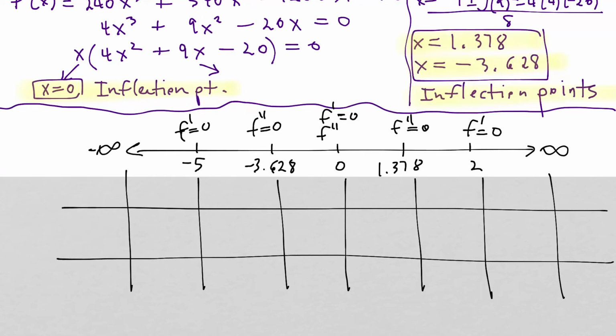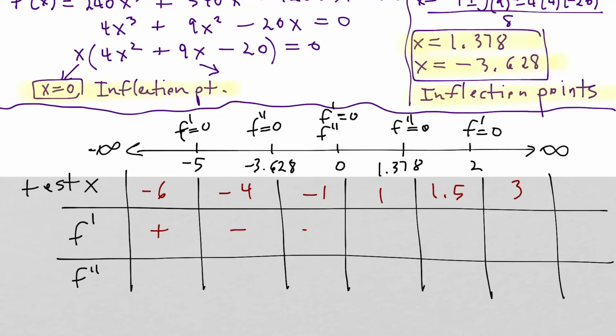So this is your f prime sign and f double prime sign. This is your test x. All right, so the test x's that I'm going to use are -6, -4, -1, 1, 1.5, and 3. All right, so that means I'm going to plug in all those numbers into my first and second derivative, and I did that already, so I'm just going to tell you what happened.